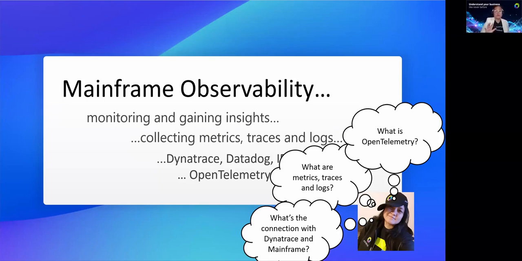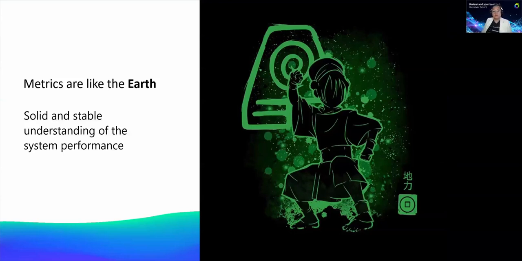So there are five key things that are important in observability. And these are metrics, traces, logs, observability platform, and open telemetry. So let's go through it using analogies. If we talk about metrics, metrics are like the earth. They are a solid and stable understanding of your system performance. It basically contains solid quantitative data about your system performance: CPU usage, memory utilization, response times.